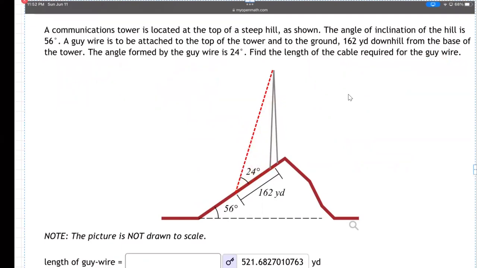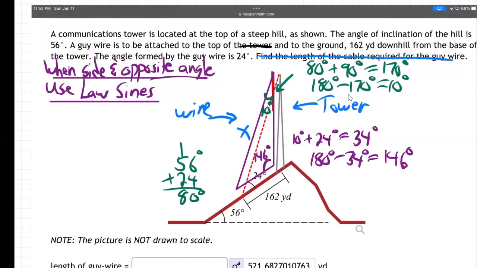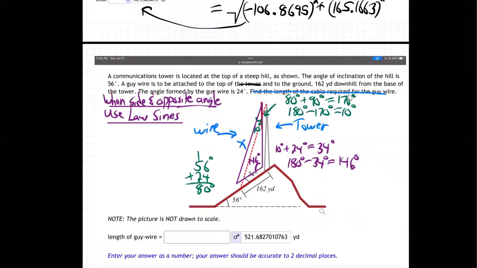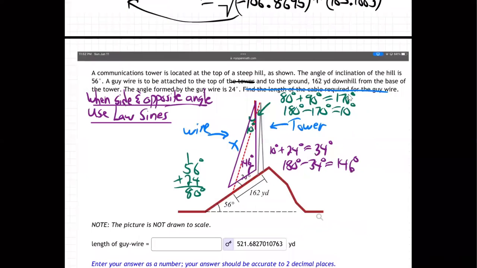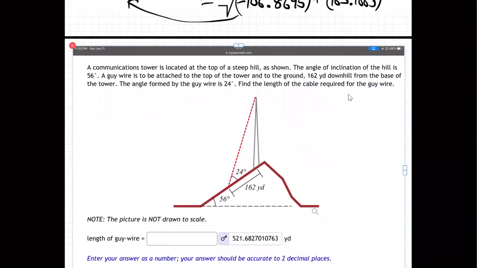Oops. Okay, so let's go back to it. I don't know why it's doing that. There we go. It's better. Okay. Anyway, let's do law of sines now.